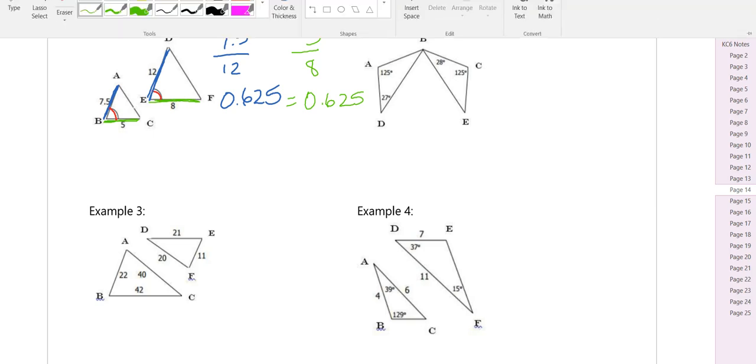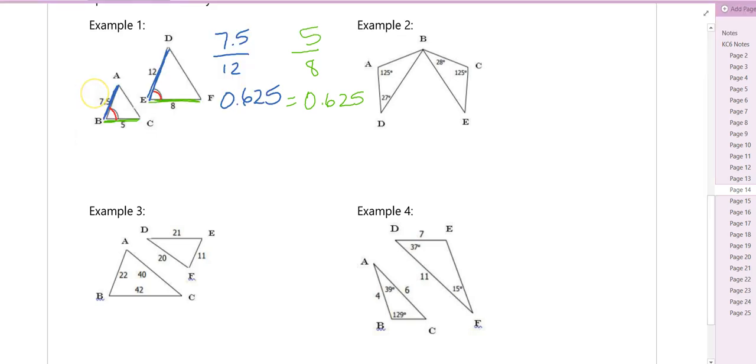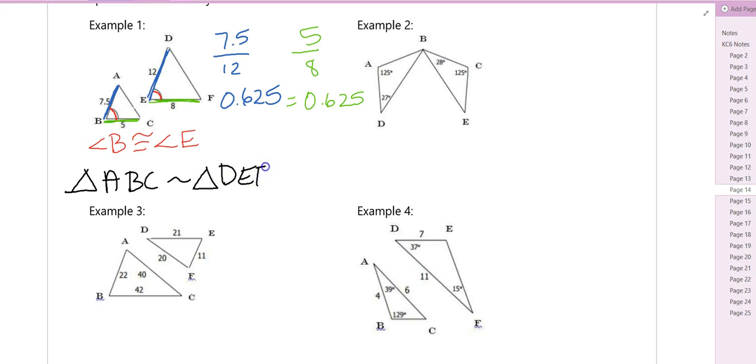Do I have my angle that is in between those two sides? I already marked that up in red. So my angle B is congruent to angle E. That was already labeled for me. So yes, I have my two sides, and I have my angle in between. Therefore, I can say that these triangles are similar by side-angle-side. So you have to not only write the similarity statement: triangle ABC is similar to triangle DEF by side-angle-side.